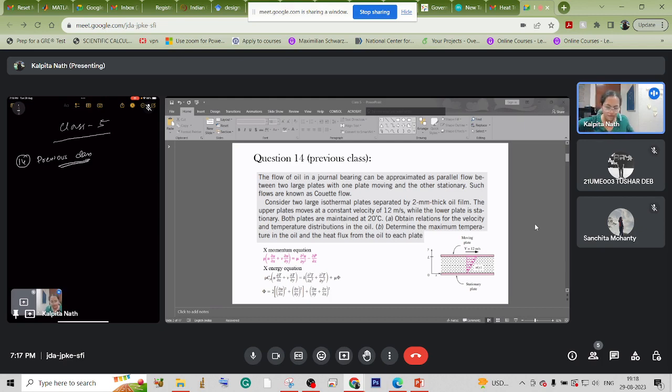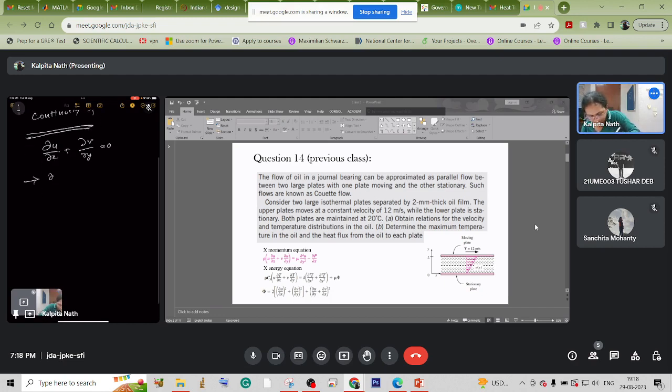Okay, I'll give you a bit of detail on how to start, as most of you have not attended the previous class. First we'll start with the continuity equation. For the continuity equation, del u del x plus del v del y is equal to 0. It's visible, right?